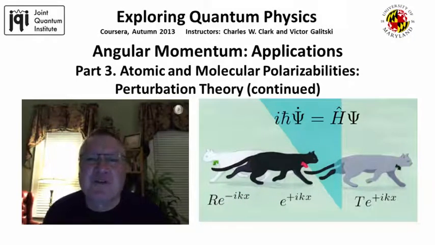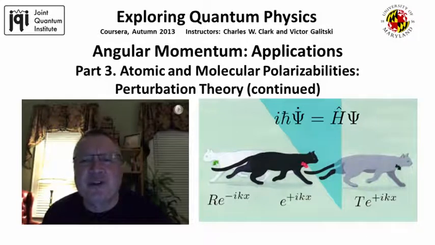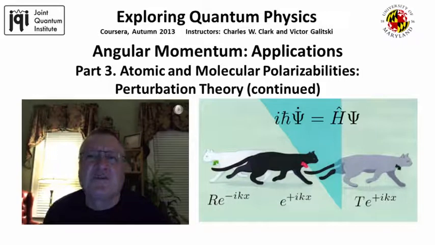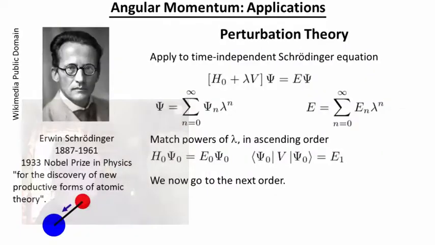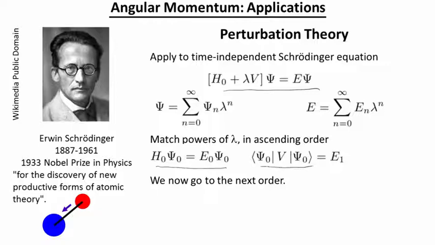I'm Charles Clark. We're going to continue our discussion of the dynamics of a rotating polar molecule in an electric field. Okay, so we're just pursuing perturbation theory in the usual form, and we found the zeroth order eigenfunctions. We knew those already. We evaluated the first order energy and found it to be 0. And so now we continue to the next order.